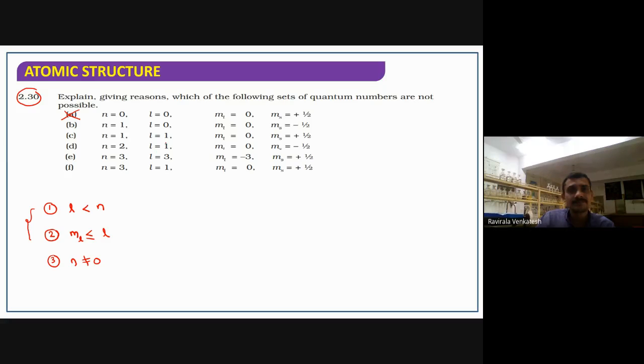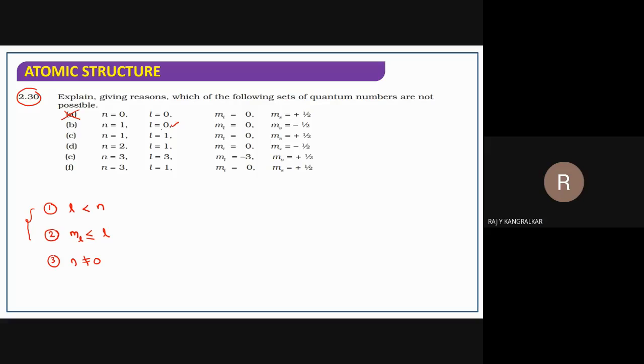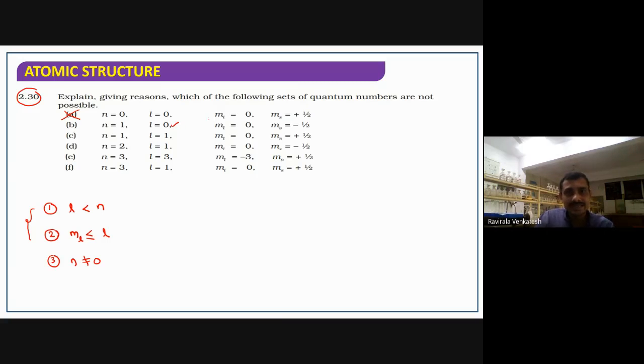Next, n equal to 1, l is equal to 0. It is possible. Yes, it is possible. ml value must be equal to 0 or less than or equal to 0. Yes, it's also possible. ml value less than or equal to l, yes, it is equal to l, possible.